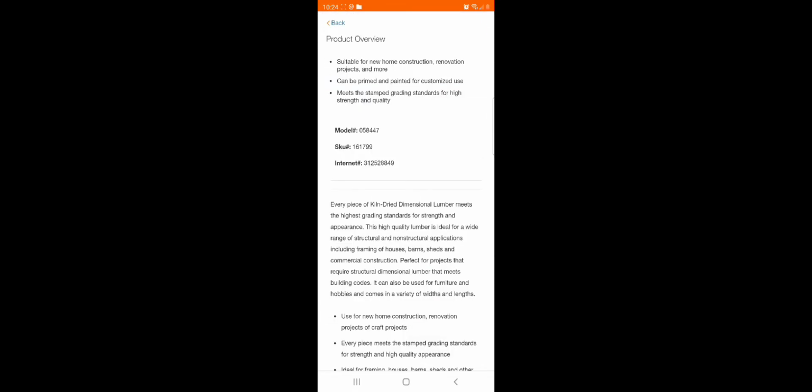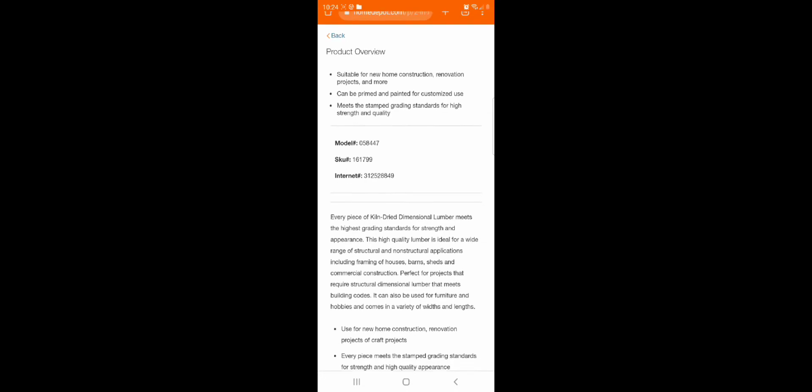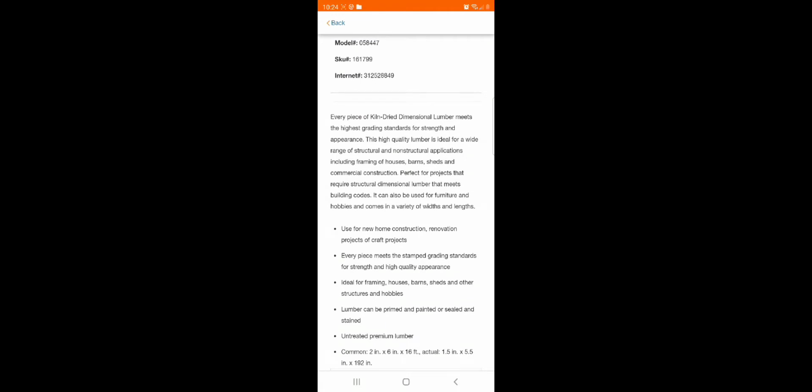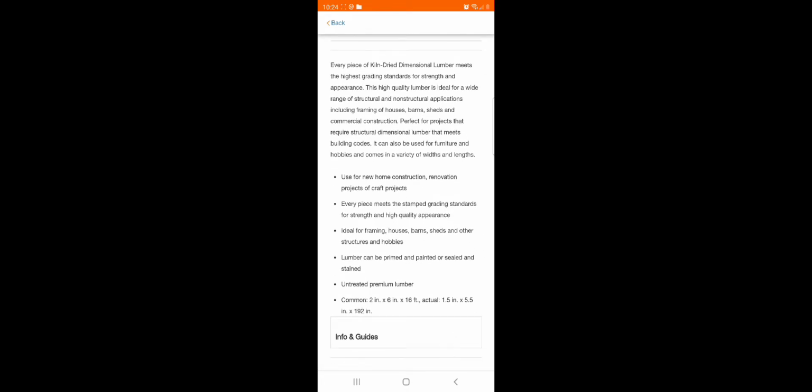this wood is suitable for new homes. You can prime it. You can paint it. It's stamped for the high standards of strength and quality. And it's a killed and dried dimensional lumber. I'm not quite certain what type of wood that is, but I'm going to do a little bit more research. And it's amazing.